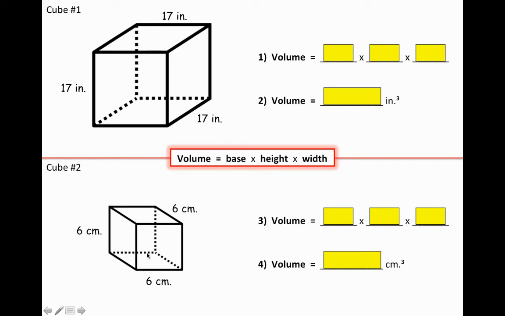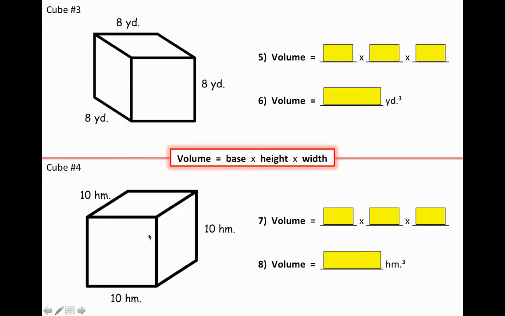Those two are going to be transparent. And the next two that you're going to do are going to be solid. You're not going to be able to see all of the different sides. But remember, since this is volume, you're not really worried about getting all the sides. You're worried about getting these three dimensions, plugging those three numbers in, and multiplying them out to get the volume.